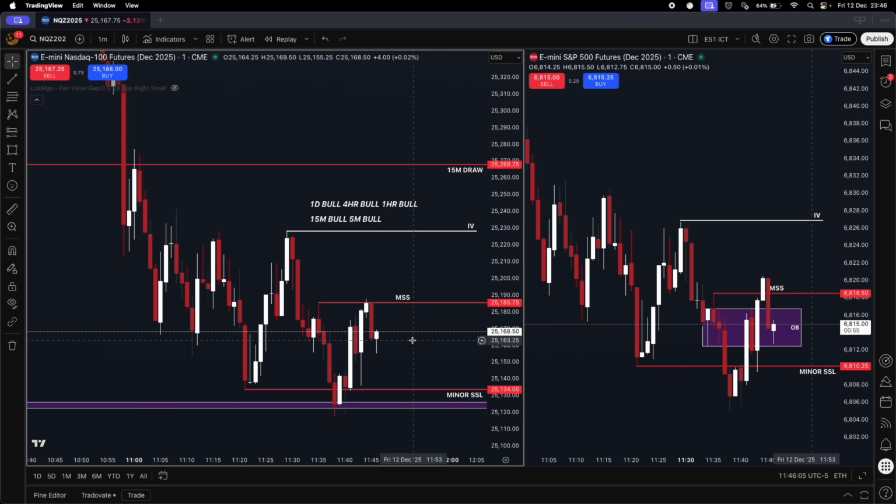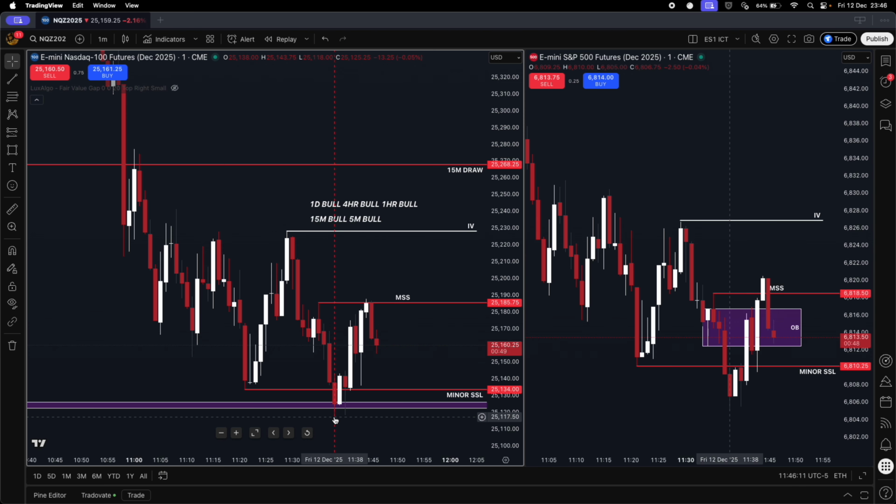So yeah, we've seen a failed shift on NQ, a shift on ES, so price is likely to actually draw back towards this low.